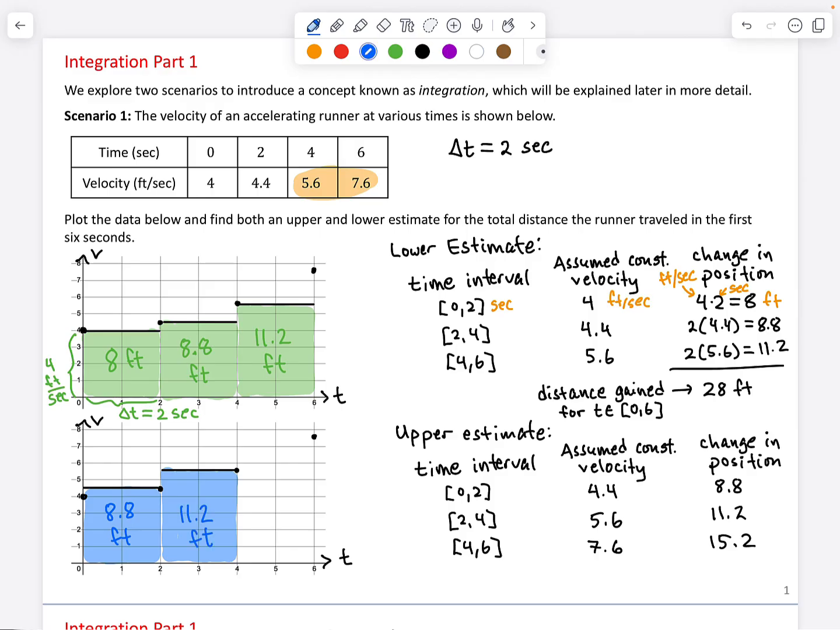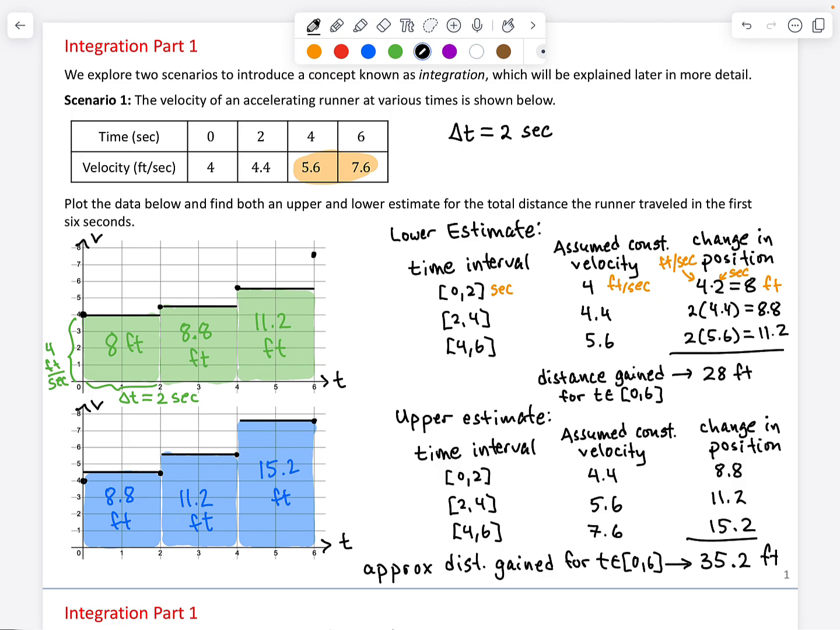And for the final time interval, our two options for velocity were these. I'm assuming the one on the right, which is the greater one, to be a constant velocity over the interval. And this area was 15.2, also measured in feet. So adding up these areas, we get 35.2 feet as the approximate distance gained during the first 6 seconds. Here's our lower estimate or underestimate, and then our upper estimate or overestimate.